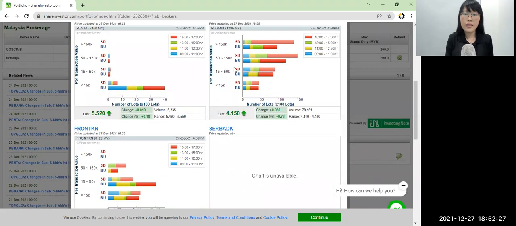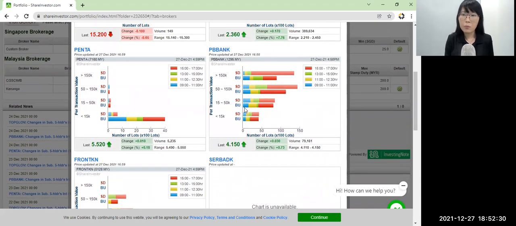And then you can see that there is a lot of sell down around 3 p.m. to 5 p.m. The red color is the transaction done at 3 p.m. to 5 p.m. So you can see that there is a lot of sell down, more than 150K, in 3 p.m. to 5 p.m. as well as for 50K to 150K.